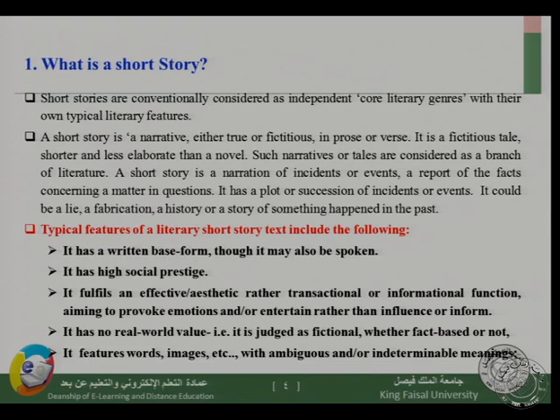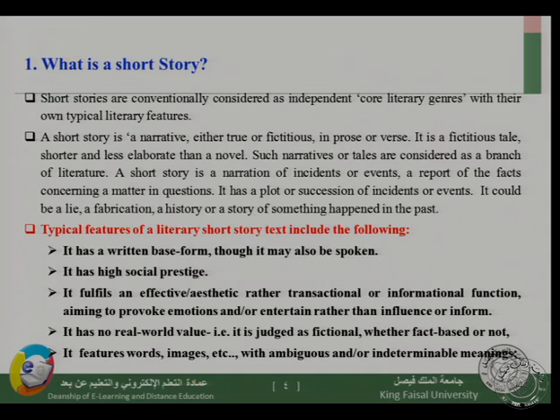A short story is shorter and less elaborate than a novel. A novel is normally huge. It's long. It's more complicated than a short story. Now, a short story is a narration of incidents or events, a report of the facts concerning a matter in question. It has a plot or succession of incidents or events. These events or incidents could be a lie, could be a fabrication, a history or story of something that happened in the past.